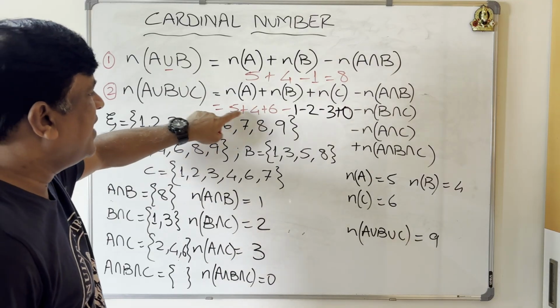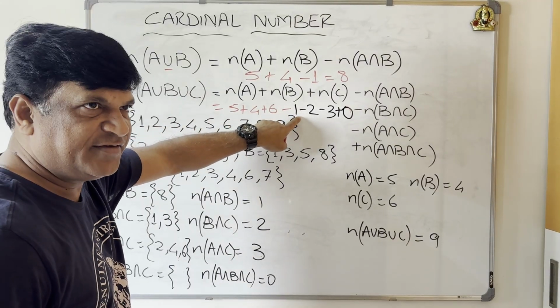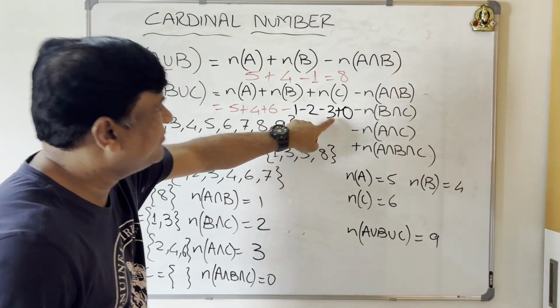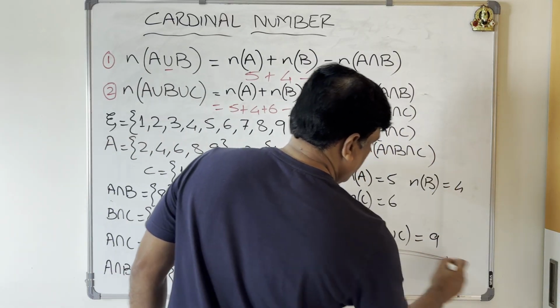Now add it. 5 plus 4 is 9. 9 plus 6 is 15. 15 minus 1 is 14. 14 minus 2 is 12. 12 minus 3 is 9, which is equal to the 9 we have got over here.